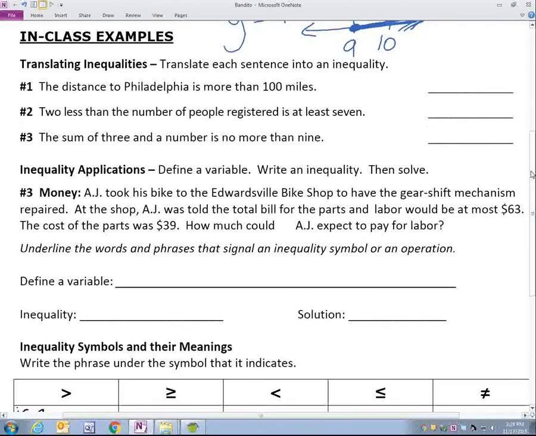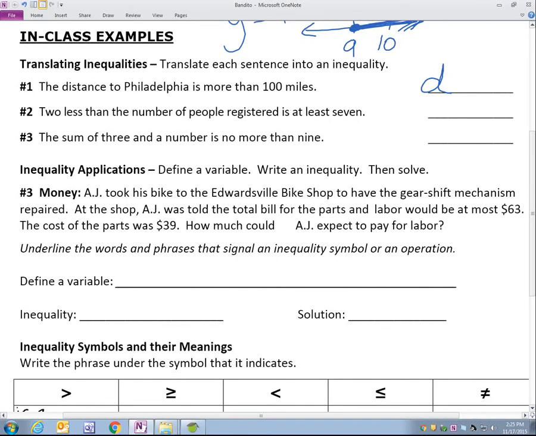In-class examples. Translate each sentence into an inequality. Whenever we're doing this, we're expected to define the variable. That's huge. That helps you. You're going to be writing an inequality, and we're also going to be solving the inequality. There are 3 steps for each of the questions that we're going to be doing tonight on our homework. So it says the distance to Philadelphia is more than 100 miles. I'm going to call distance D.